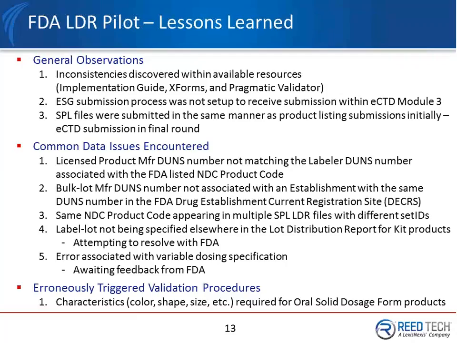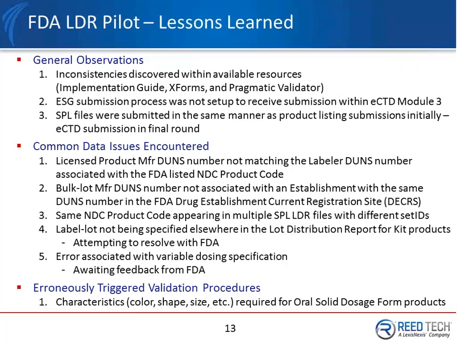So we ran into DUNS numbers not matching: a DUNS number provided for a licensed product manufacturer not matching the labeler DUNS number associated with the product listed within your product listing SPL. It wasn't apparent as a requirement that the licensed product manufacturer and the labeler DUNS number had to match, but this is something that we learned during the pilot. And it was valuable to know so we could help guide our clients in providing the proper information. We had bulk lot manufacturer DUNS numbers not being associated with an establishment registration with that same DUNS number.